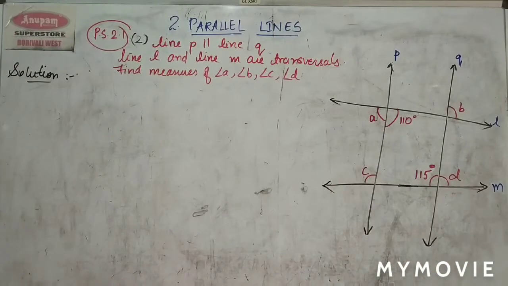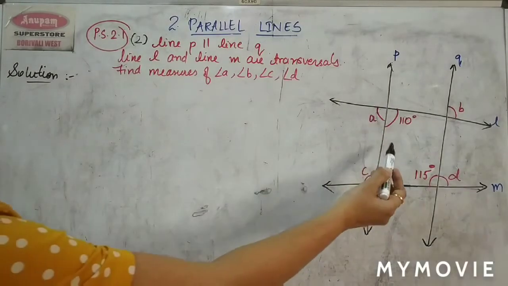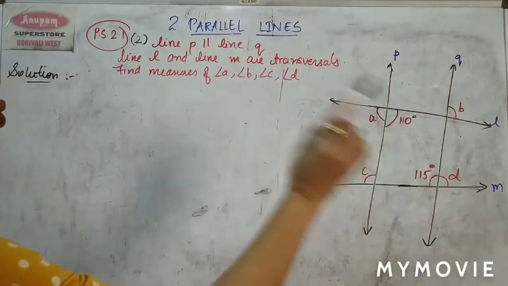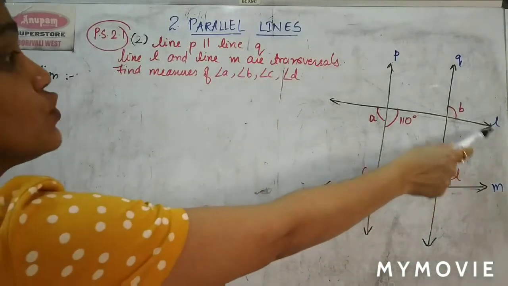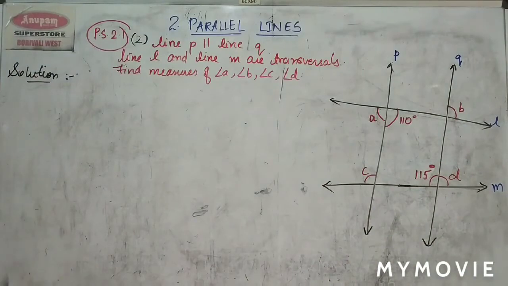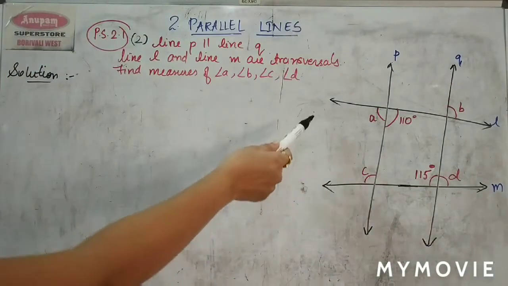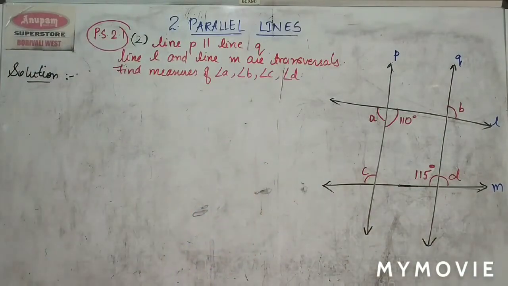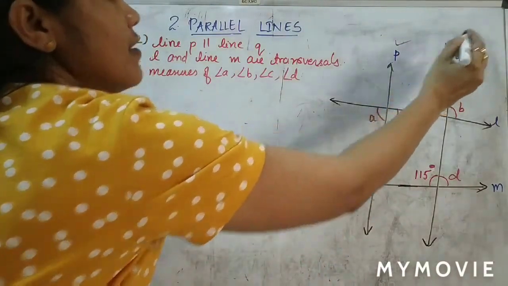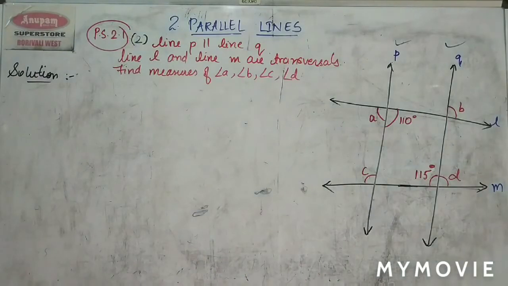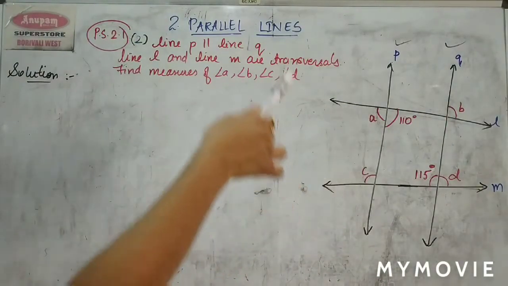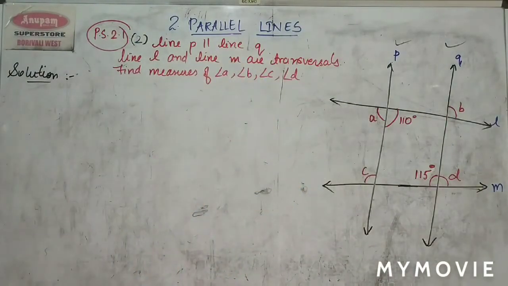In the second question, we have line P parallel to line Q. Look here, this line P is parallel to line Q, and L and M are transversals. These two lines are the transversals. Do not get confused between L and M being parallel. No, children, P and Q are parallel to each other, whereas these are the transversals. So when you are going to find out the measures of angles A, B, C and D, we have to properly remember these properties, this given information.